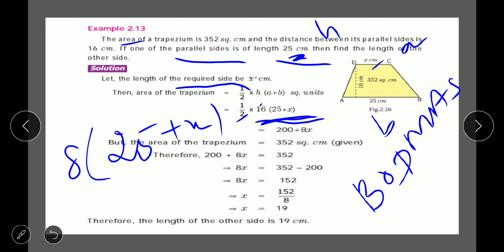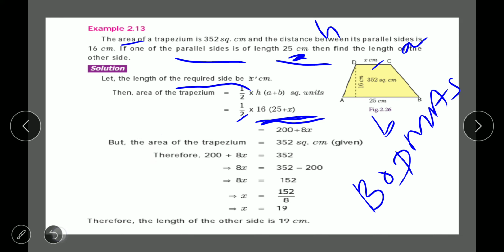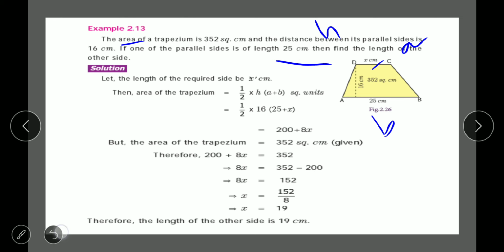Now this 8 is common for 25 as well as for x. So 8 25s are 200, plus 8 into x, 8x. So this you will get, and already we know the area. What is the area? 352. So this 200 plus 8x should be equalized to the 352 square centimeter area because it is given in the question.